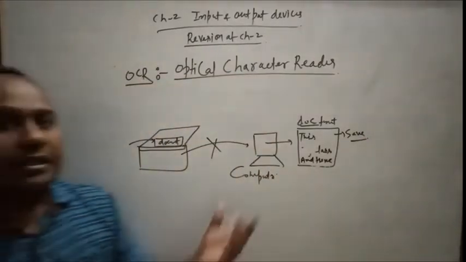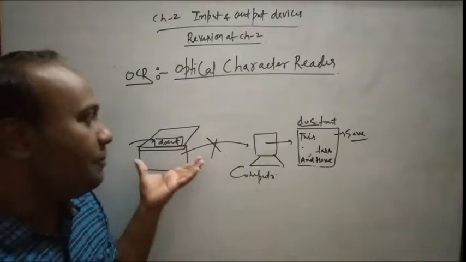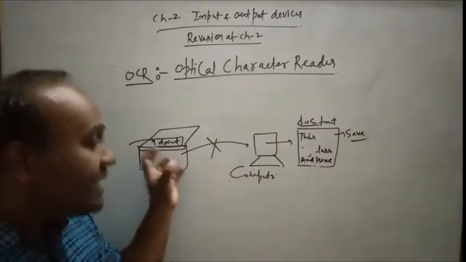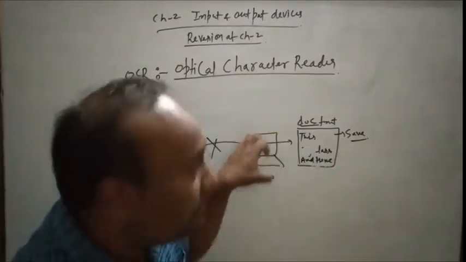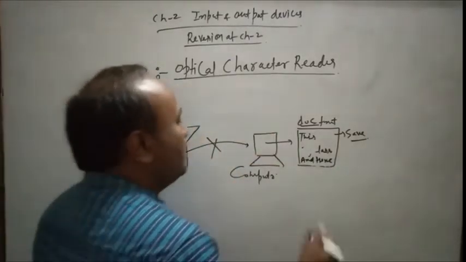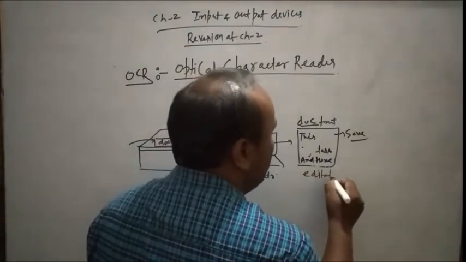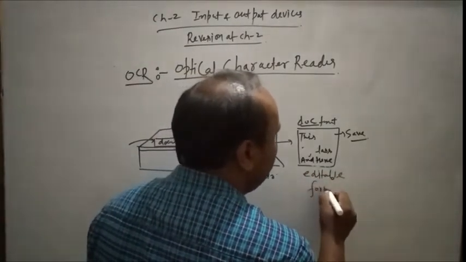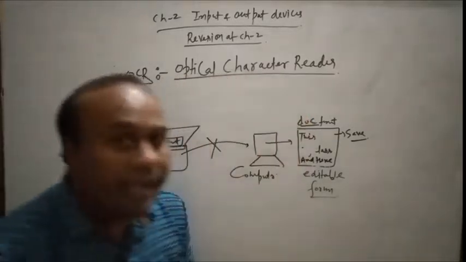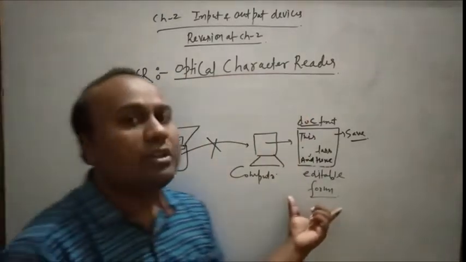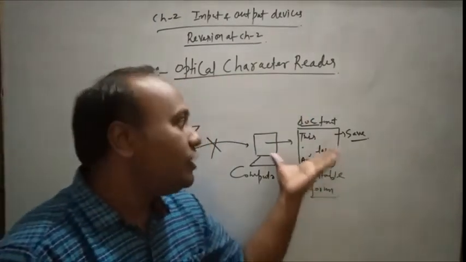The optical character reader is an input device. With the help of this device, we can keep the digital information in the computer, but in editable form. Please focus on this word, editable. Editable form means simply कि जब भी हमें कोई necessary changes करना होंगे, तो we can do the necessary changes.